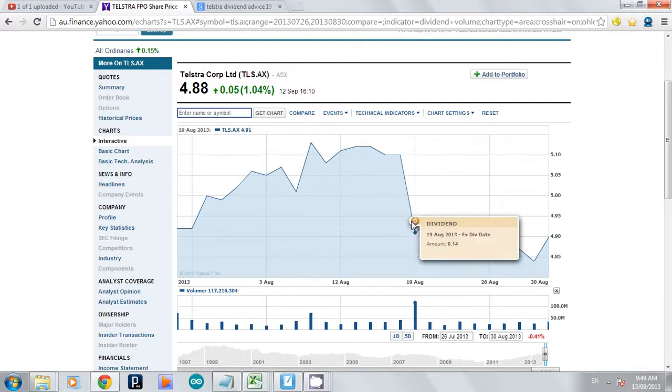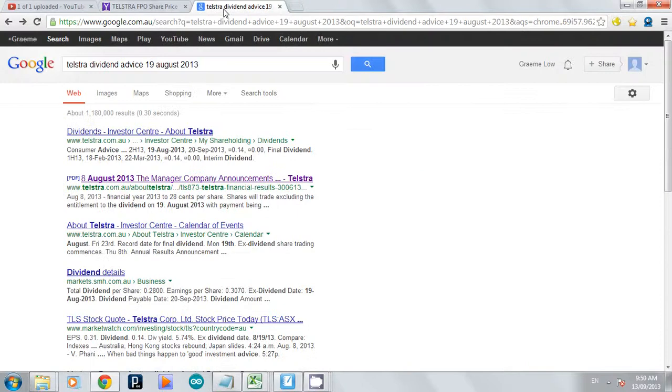Now, nowhere there does it tell me whether those dividends were franked or not, so I need to actually find that information, and as far as I can tell, it's harder than it looks. For me, I couldn't find the actual information on those specific dividends anywhere on the Google or Yahoo websites, so I had to go to the actual Google engine itself and search for the following: Telstra dividend advice, 19th of August 2013, so the date it occurred on. What I found was this here. It's a PDF of an announcement from Telstra to shareholders.